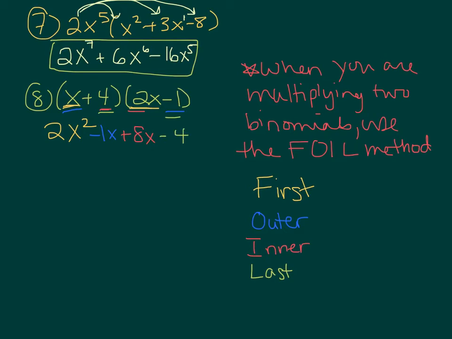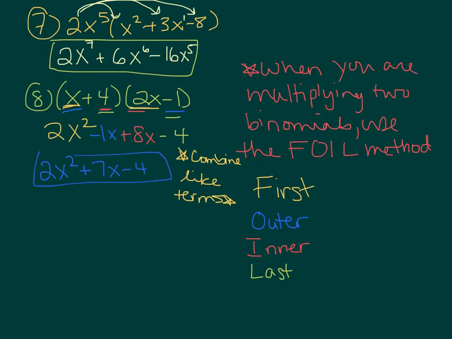Now, I'm not done with this problem. Just be careful. Make sure you finish everything up. I still need to combine like terms. Whenever I'm using the FOIL method, I will most likely have like terms. So just keep that in mind. Do not forget that step. Otherwise, you'll do all of the hard stuff right, but you'll miss something that you know how to do. So the only like terms I have are the 1x, the minus 1x, and the 8x. When I put those together, I end up getting 7x. So my answer is 2x squared plus 7x minus 4.